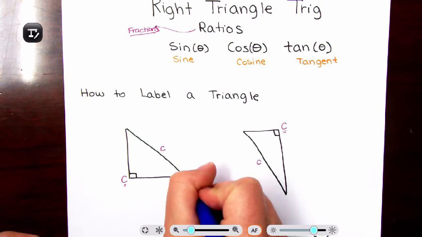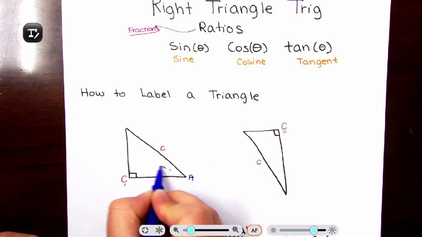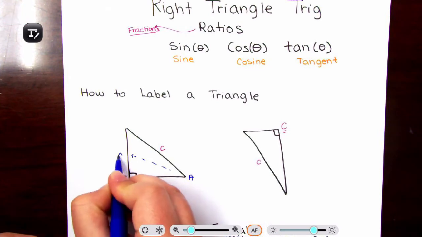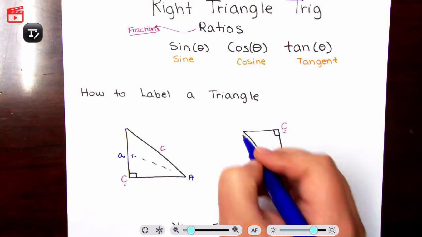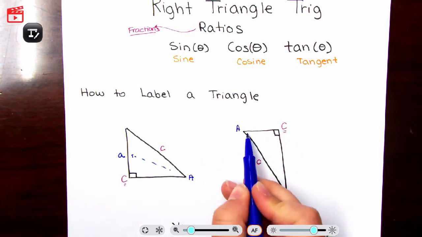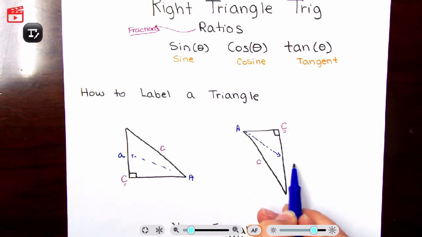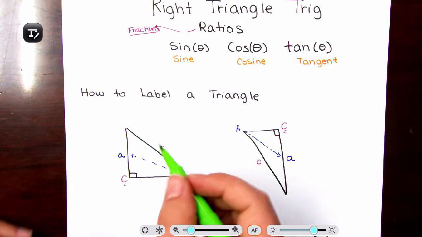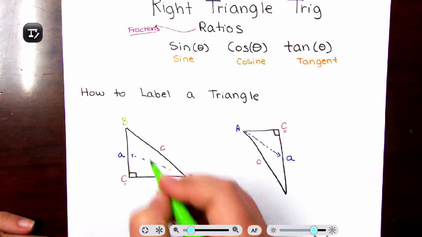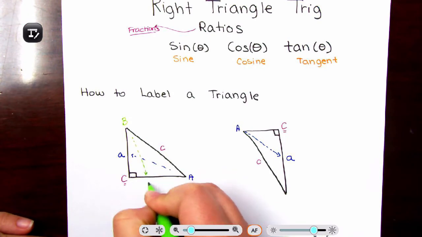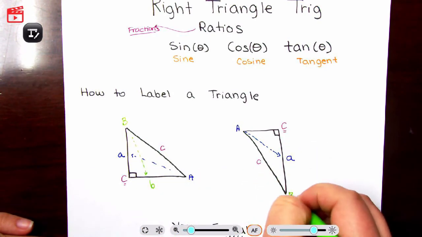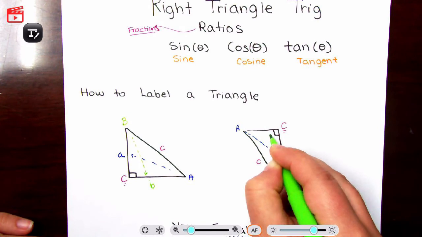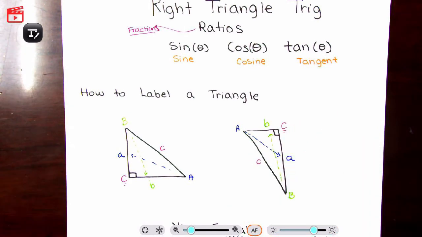What does matter is that a capital A is across the street from a lowercase a. So let's make A here. It doesn't really matter which angle is A, as long as the capital letter is across the street from the lowercase a. Now, what we have left over is B. And again, B has to be across the street from a lowercase b. Capital letters represent angles. Lowercase letters represent sides.